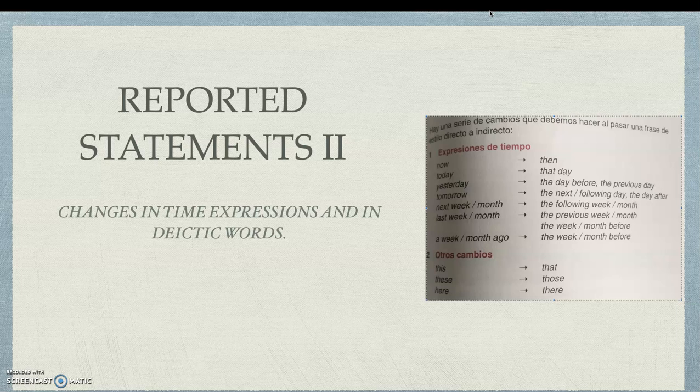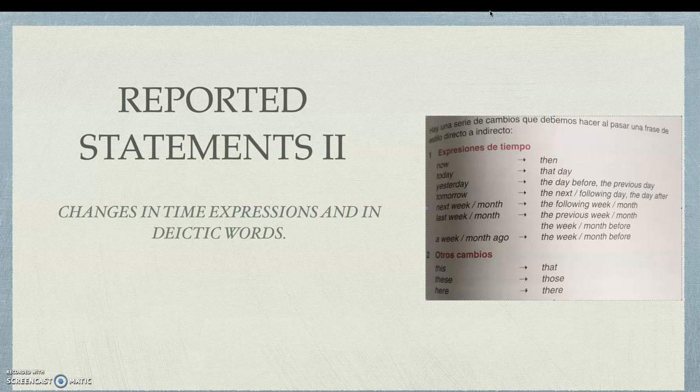Here we have another chart with the changes in time expressions and in deictic words. You can see how now becomes then, today becomes that day, yesterday becomes the day before or the previous day, tomorrow becomes the next day, the following day, or the day after, next week or next month become the following week or the following month, last week or last month become the previous week, the previous month, the week before, or the month before, and a week ago or a month ago become the week before or the month before. This goes into that, these into those, and here into there.